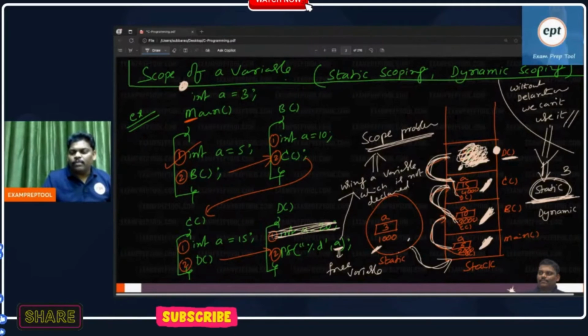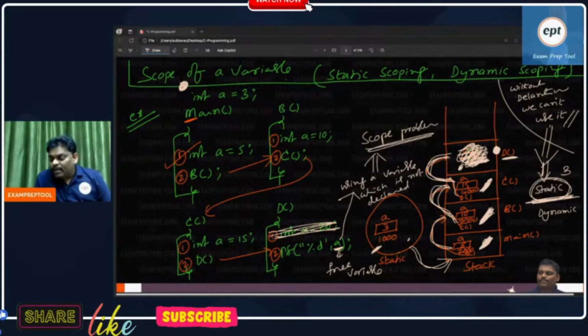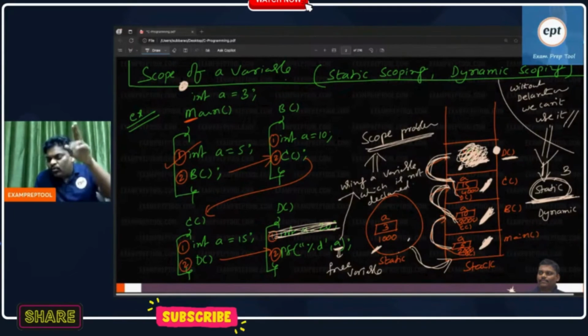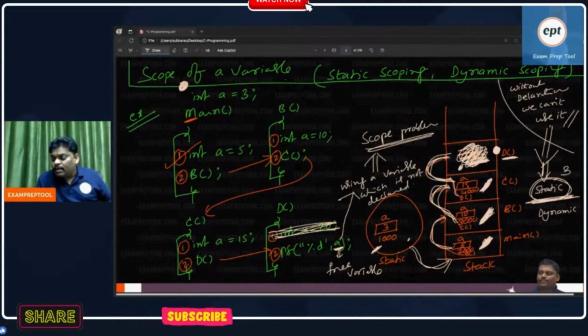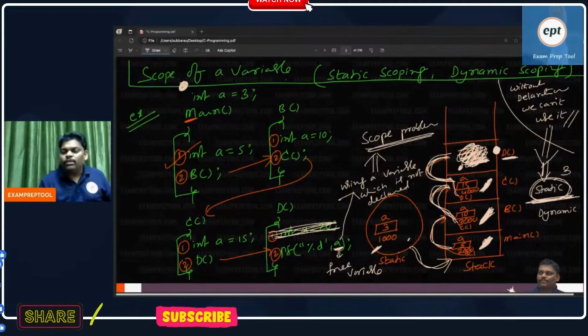Static scoping, dynamic scoping. Which one is easy to implement? In the case of dynamic scoping, there are so many pops and so many pushes. In the worst case, assume the stack contains 1 lakh items: 1 lakh pop operations, then 1 lakh push operations again. Unnecessarily it will waste time. But one thing is true.